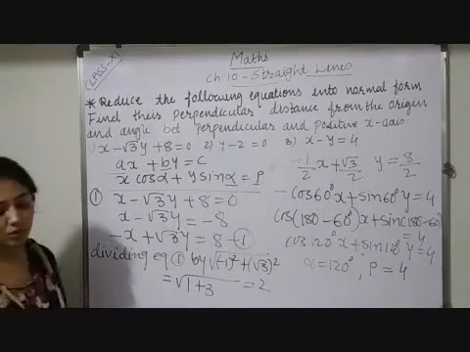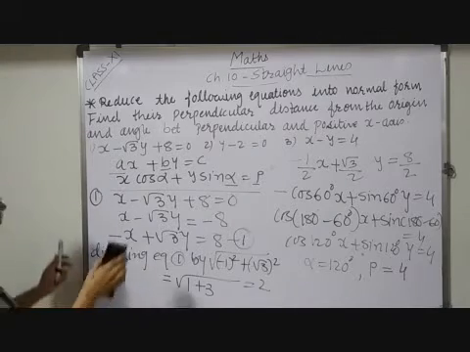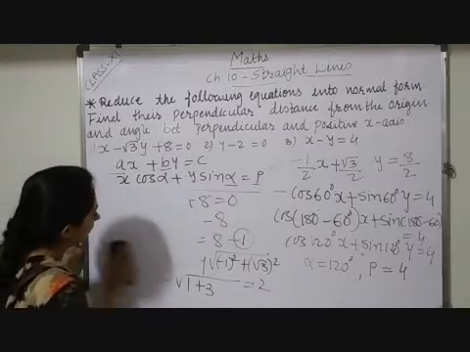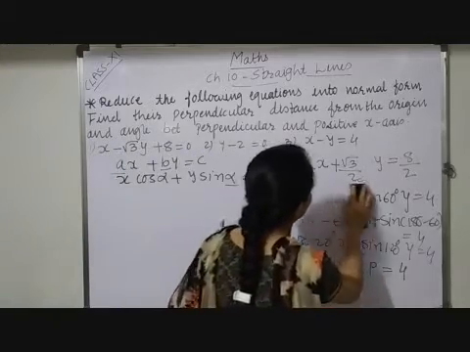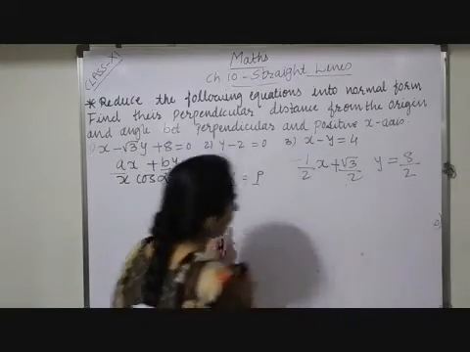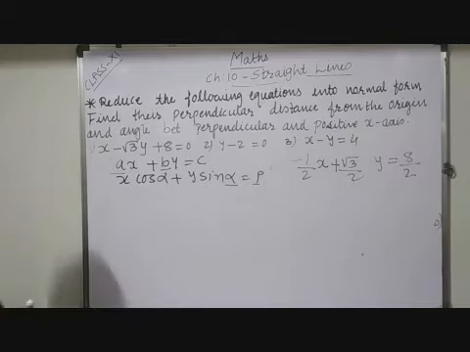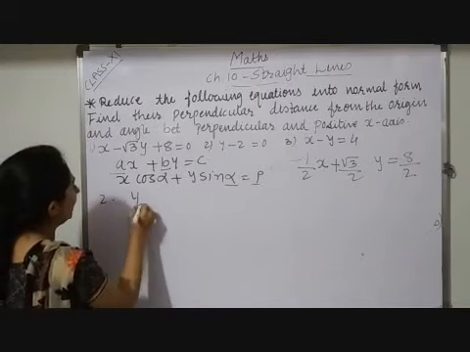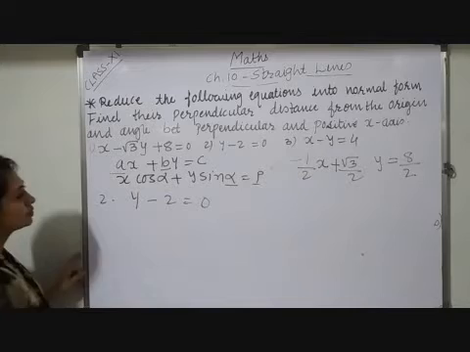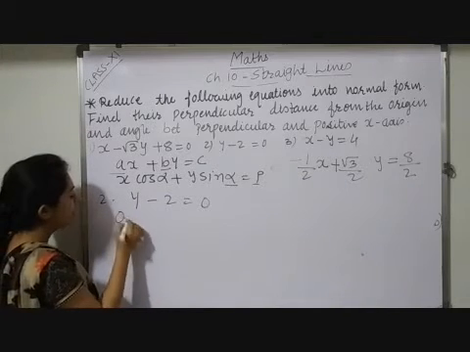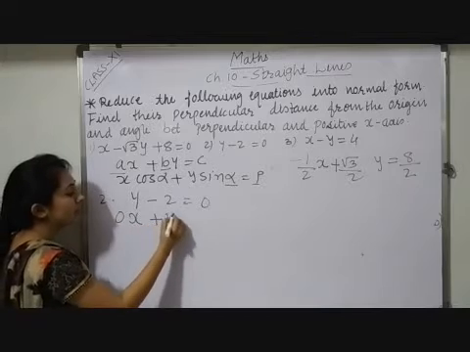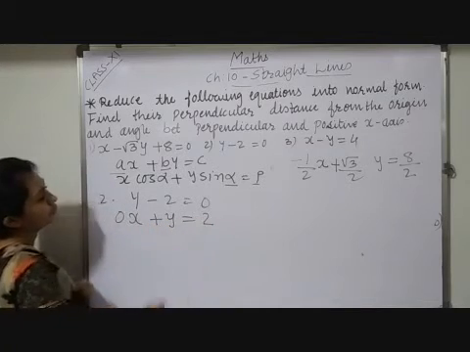Now next question here I will discuss. Here the next question is y − 2 = 0. So obviously I have to convert it into this form. Here x is not given, so I write 0x + y = 2.